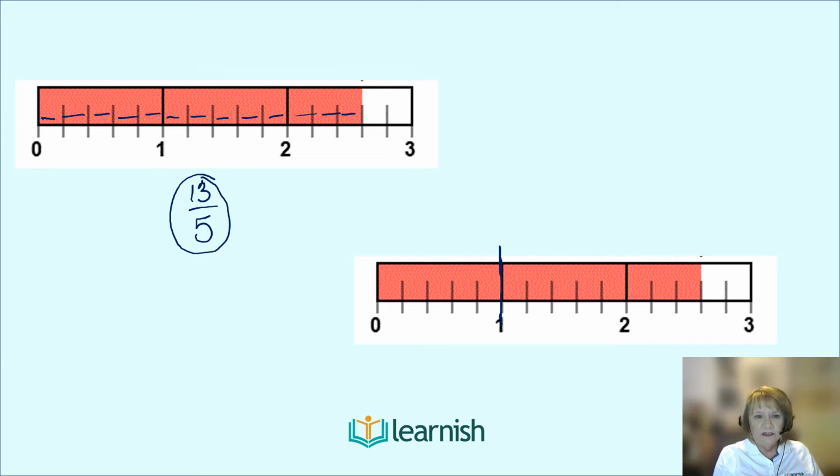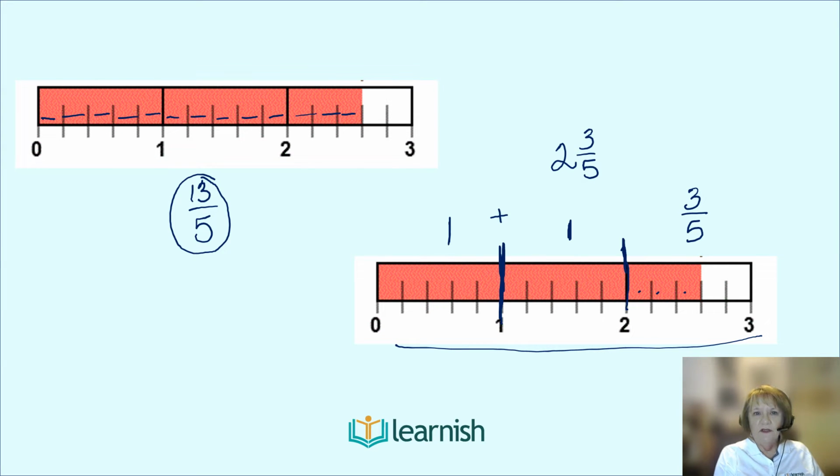If 5 sections makes a whole, as indicated by this 1, there's 1, and 5 out of 5 of these are shaded in, that's another whole, so we can add those together. We have 2, and then in this section we have 1, 2, 3 out of 5 are shaded in. So our mixed number to represent this entire number line is 2 3/5. So 2 sections and 3 out of 5 sections are shaded. Our mixed number is 2 3/5.